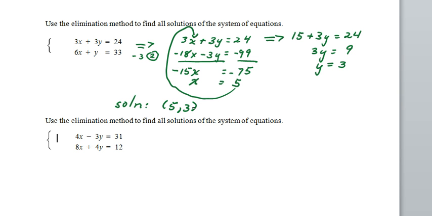Again, we check. 3 times 5 plus 3 times 3 is 15 plus 9, which is 24. And 6 times 5 plus 3 is 30 plus 3, or 33. This is the only ordered pair that satisfies both of the equations. It is their point of intersection.